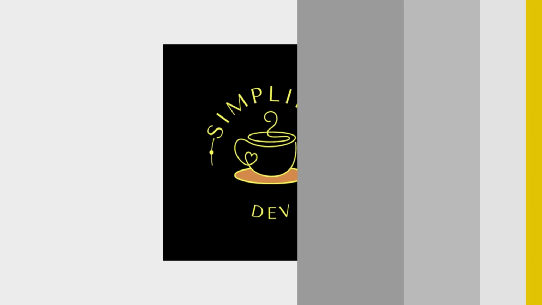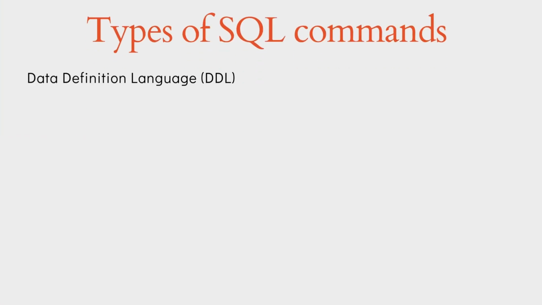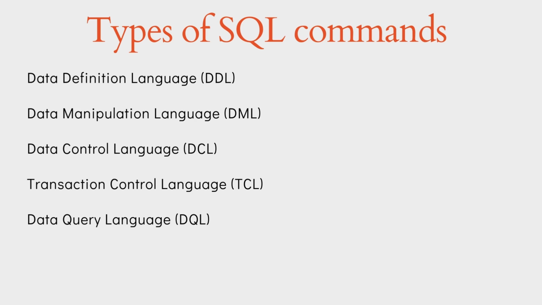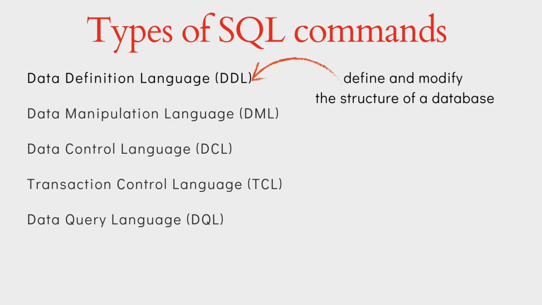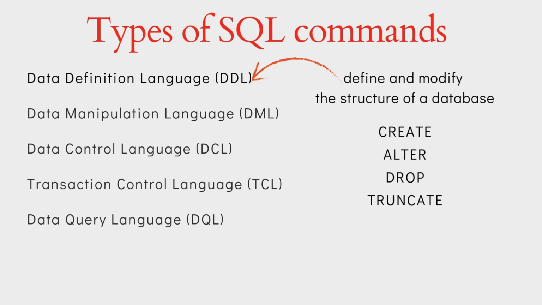In this video, we will go through the types of SQL commands. The types are data definition language, data manipulation language, data control language, transaction control language, and data query language. Data definition language is used to define and modify the structure of a database. The commands are create, alter, drop, and truncate. Now let's try each of these commands.